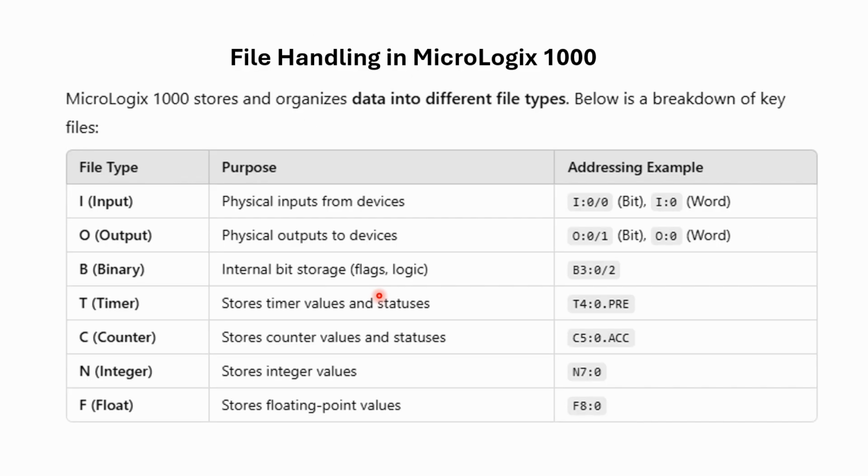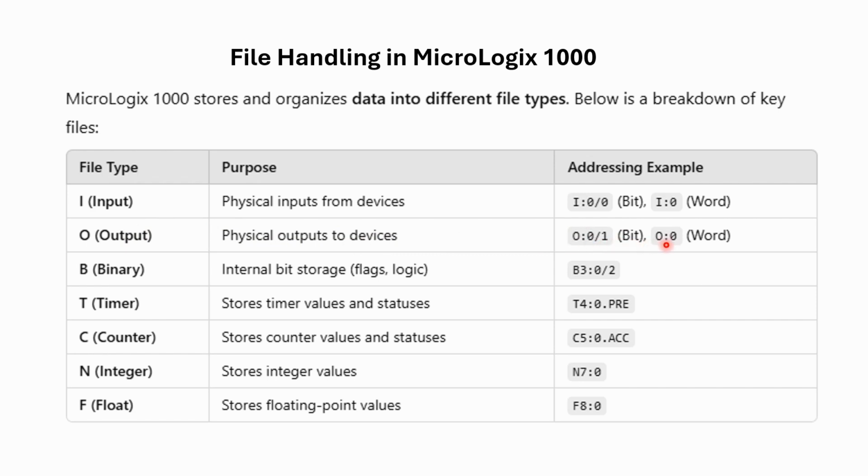I won't go into too much detail on those at the moment, but I wanted to mention something about file handling within the MicroLogix 1000. It stores and organizes data into different file types, which we've gone through a little bit already, but I wanted to go through them again. You have the inputs, which represent physical inputs from devices like switches and push buttons. The address example here, I:0/0, is a bit. I:0 would be a word representing all 16 bits. Then there are physical outputs to devices like lights, solenoids, motors, etc.